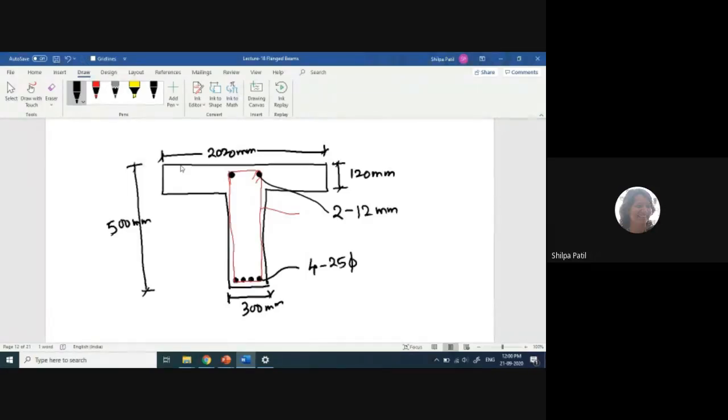Yes. To gather the stirrups together. Correct. To support the stirrups, that is one reason.